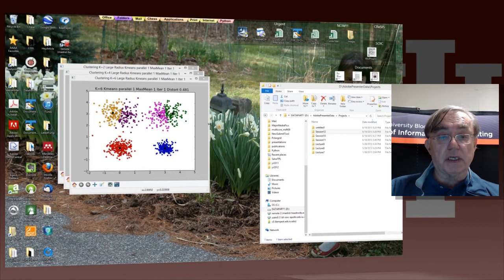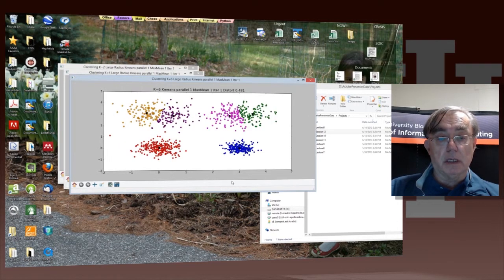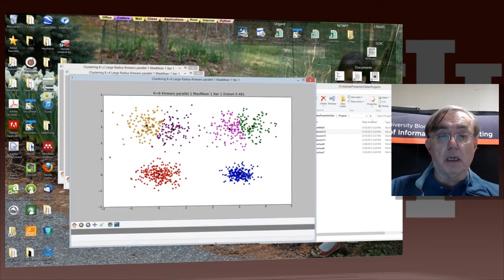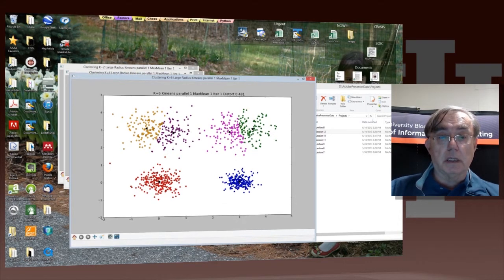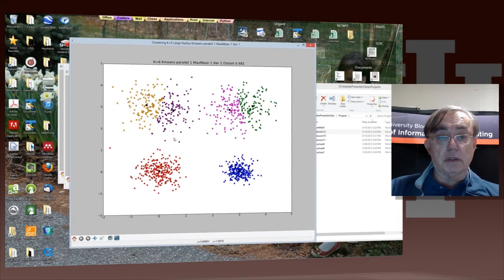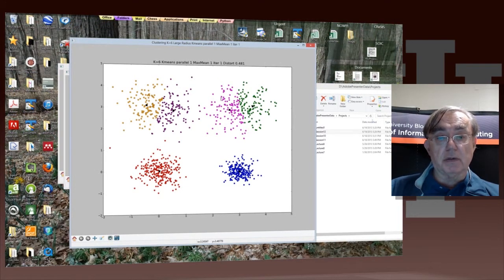Now we have k of 6 on the large case. So this is actually pretty reasonable. For k equals 6, we've taken the 2 top clusters, which are actually the larger ones, and chopped them into 2, and we've taken the 2 bottom clusters and kept them as 1. So this is probably the optimal solution for this problem. So even with iteration of 1, you found the right answer.